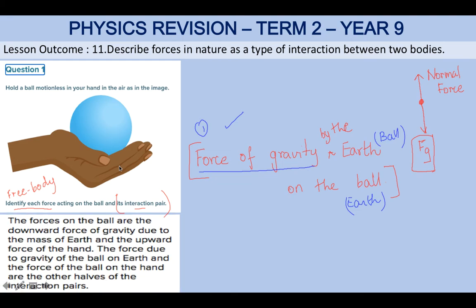I'll show you the expected answer or the choices they might give you in the examination paper. The forces on the ball are the downward force of gravity due to the mass of the earth and the upward force of the hand, right? These two are the forces we have identified here. Now the force due to gravity of the ball on earth and the force of the ball on the hand are the other pair. If you read this without understanding, you might get confused. It is just: first step, identify the forces on one object. Second step, swap the objects' positions in your description. You will get the interaction pair.